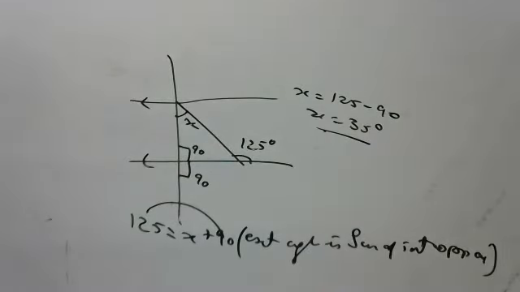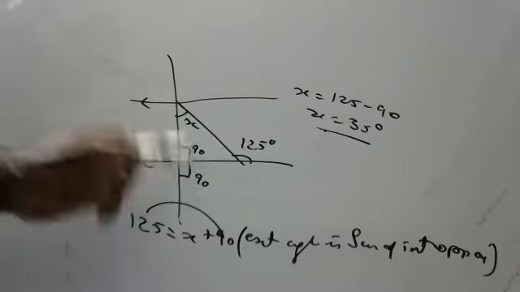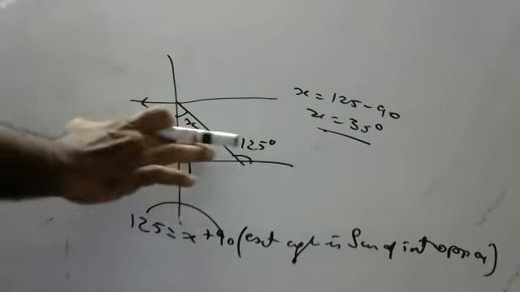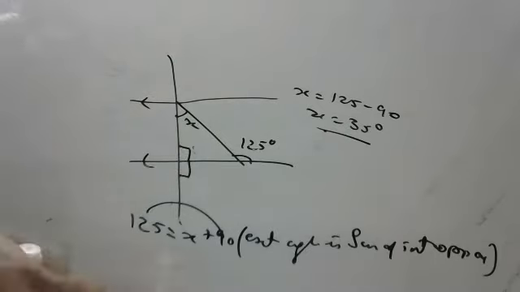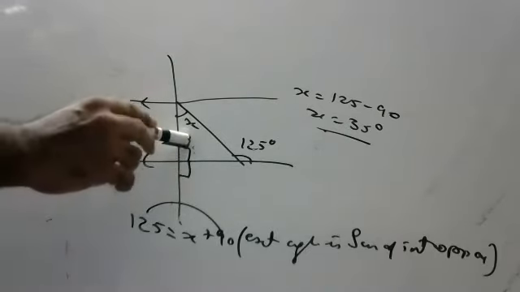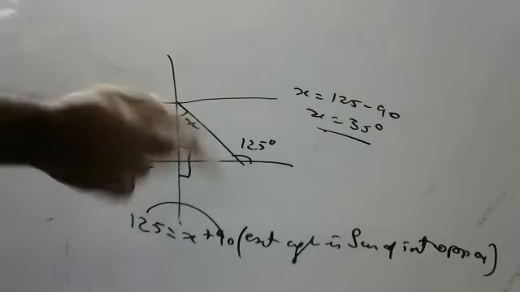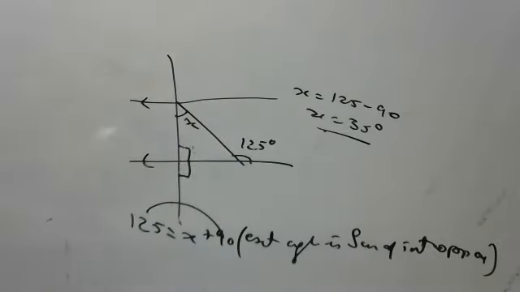Very good. Nana, mute your audio. Children, if this is 90, this is 90 by linear pair. They didn't write 90, they just kept a small square. Small square indicates it is 90. And 125 is the exterior angle. Exterior angle equals sum of interior opposite angles. Okay, children, next.